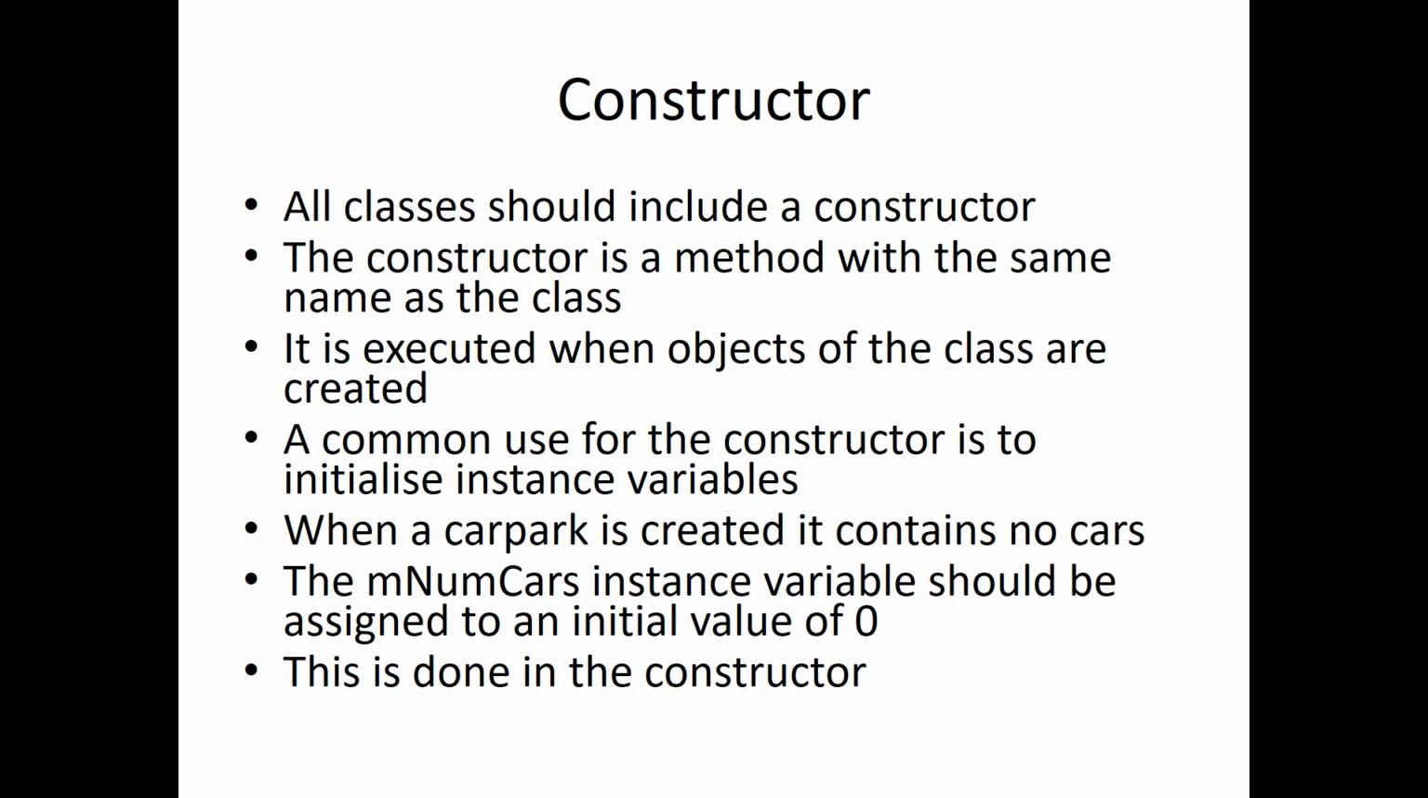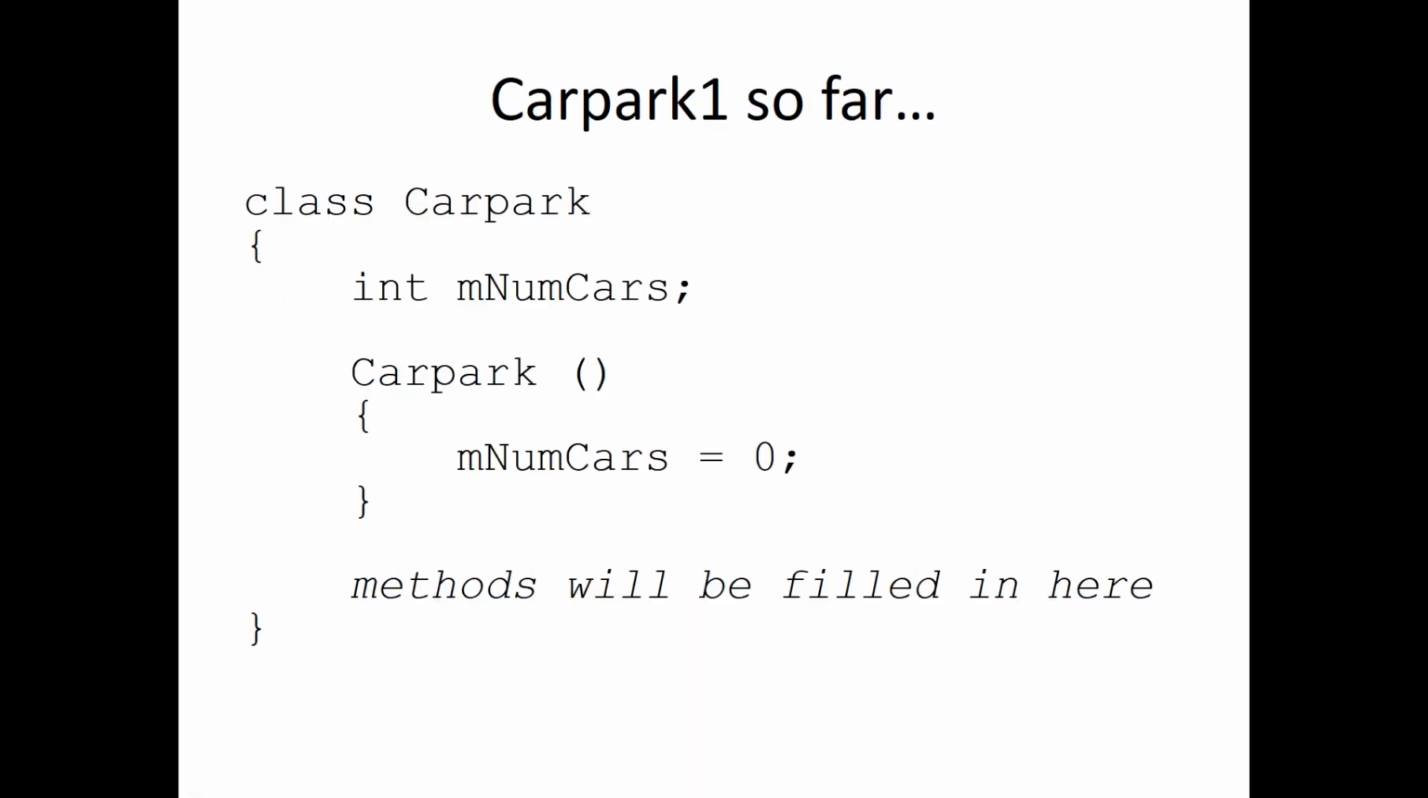But always remember that constructors are methods which have the same name as the class itself, and predominantly we use them for initializing instance variables at the minute. We will be using it for other purposes later on. When we create an instance of our CarPark object, we're going to create an empty car park. So what we are going to do is create a car park initially with no cars in it. So our mNumCars instance will be initially set to 0, and we'll add that line of code into our constructor. And that's what it looks like so far.